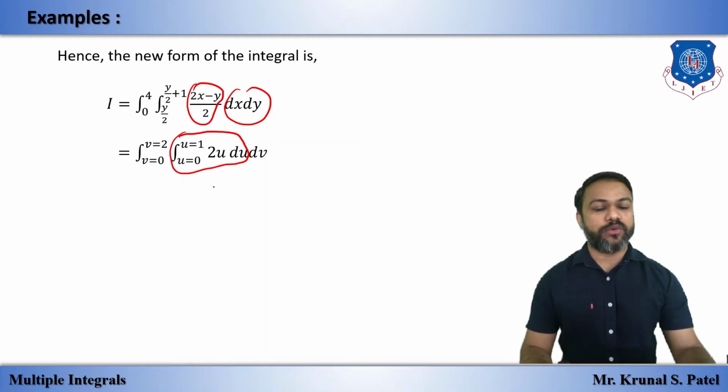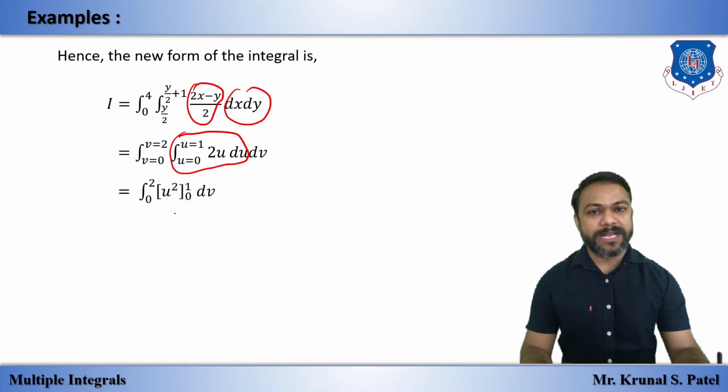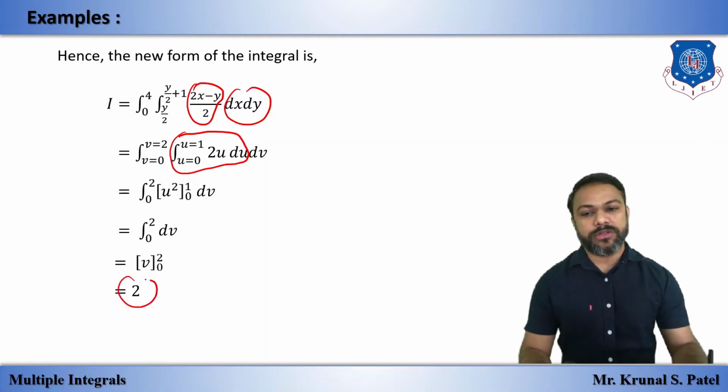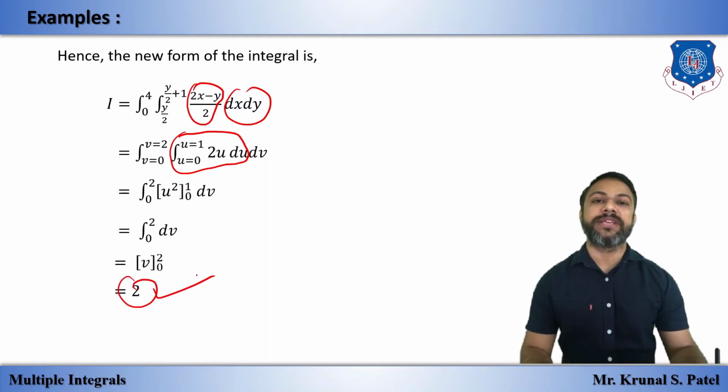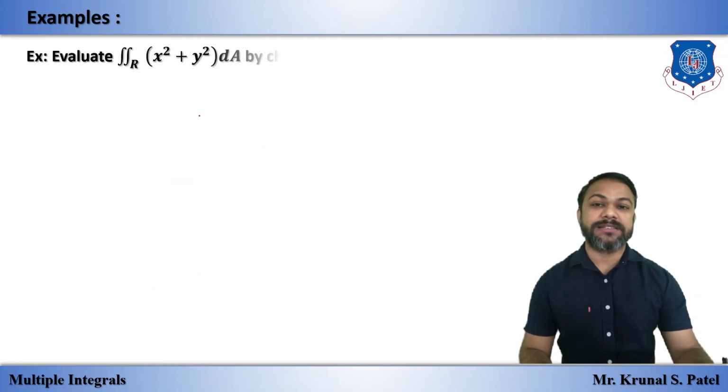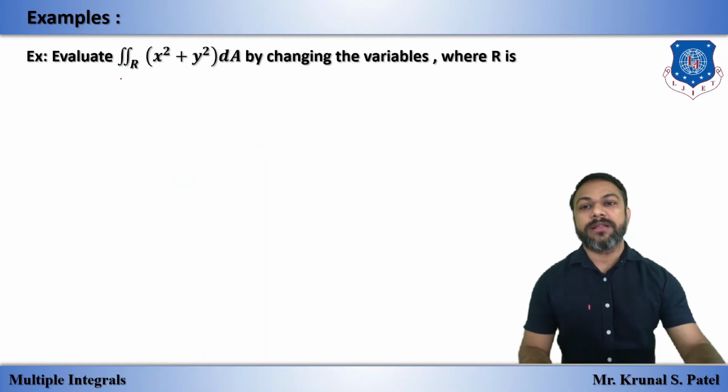So u square by 2, the 2s cancel, so we have u square. Upper limit minus lower limit will give 1, and integration of 1 with respect to v is v. So now upper limit minus lower limit is 2 minus 0, which is 2. This is our final answer. So easy. Okay, one more example so you can understand better.